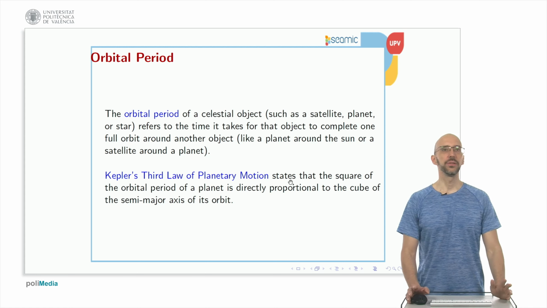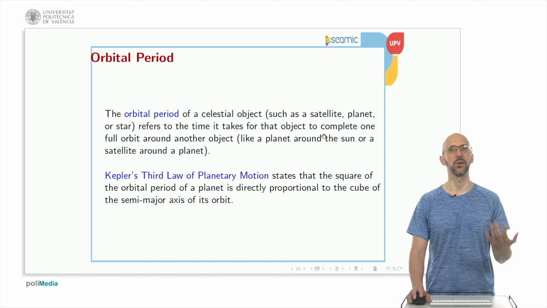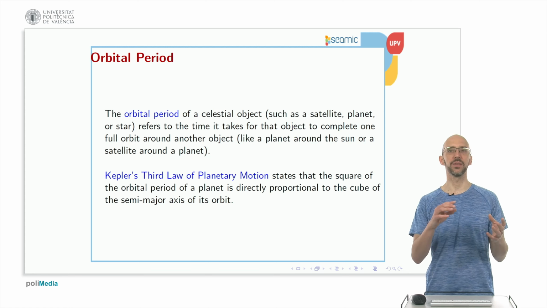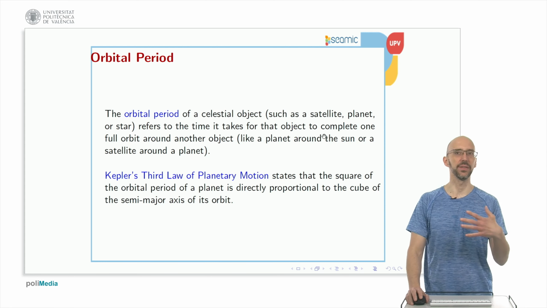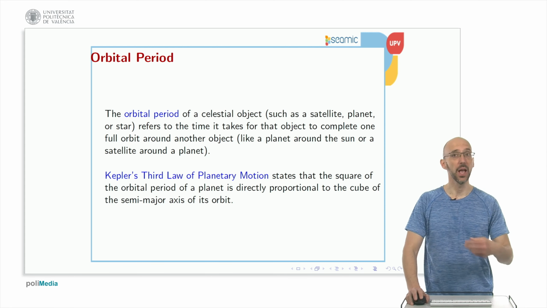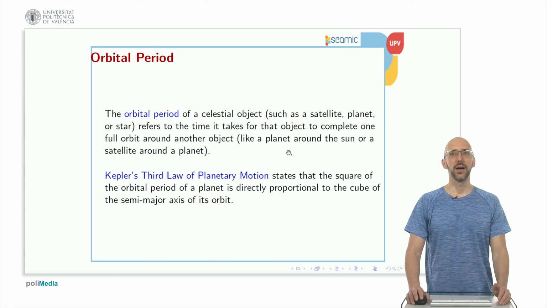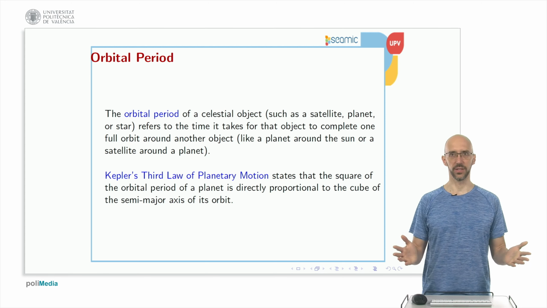Orbital period. The definition is the time it takes for an object to complete a full orbit around another object. For example, if we have a satellite orbiting the Earth, the orbital period is the time it takes the satellite to complete a full orbit, to pass through the same point two times. We can define the orbital period of a satellite. We can define the orbital period of a planet, for example. It doesn't matter. How do we calculate the orbital period of a satellite orbiting the Earth, for example?